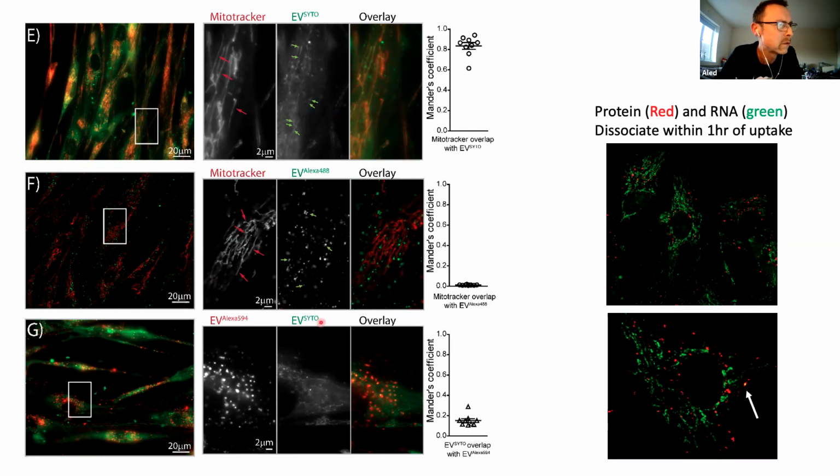Now, if we label the cells with vesicles which have this dye in, and the protein coat is labeled too, we can see that outside the cell there was good co-localization, but within an hour of being in the cell, these two signals are pulled apart. So the vesicle protein is going to the lysosome, and the luminal content, the RNA, seems to be going to mitochondria.